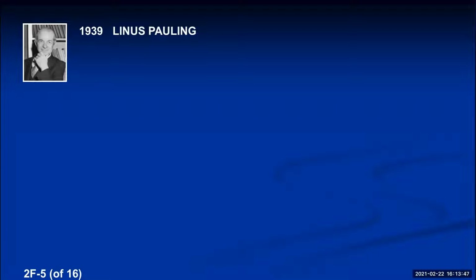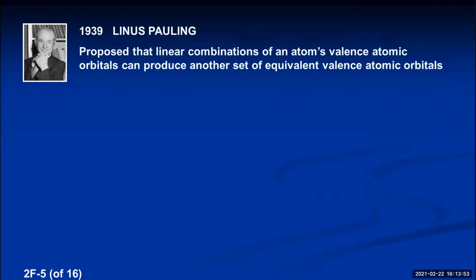Pauling said maybe those really aren't the correct wave functions for the valence orbitals of oxygen. So what he did is he proposed that you can add up those 4 different wave functions, divide them by 4, and get 4 average wave functions. It'll be slightly different. So he proposed that linear combinations of an atom's valence atomic orbitals can produce another set of equivalent valence atomic orbitals.